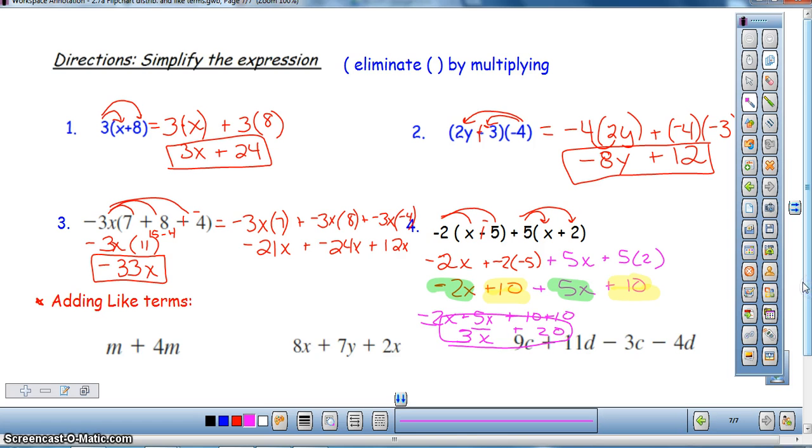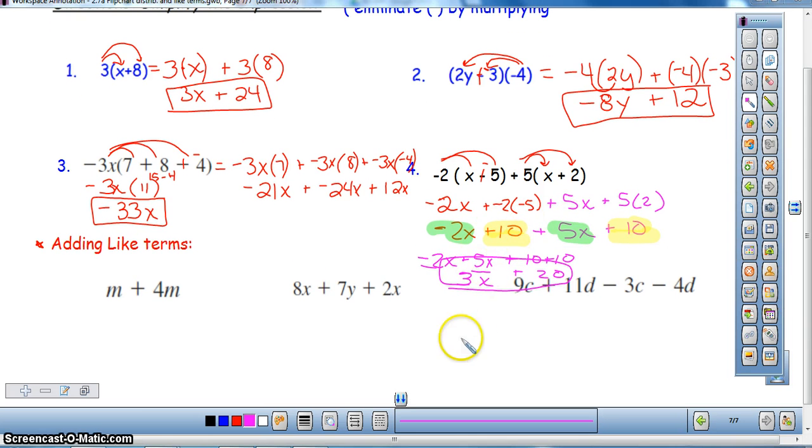Now, these next couple of questions that you see are mostly doing adding like terms like we did in today's lesson. If you need more practice, put them down. If not, you are done and ready for tomorrow's class.